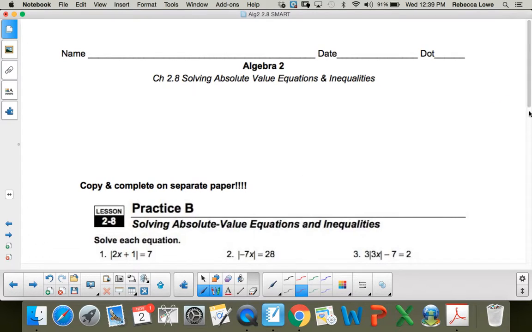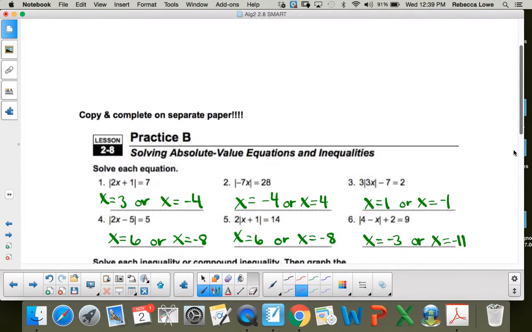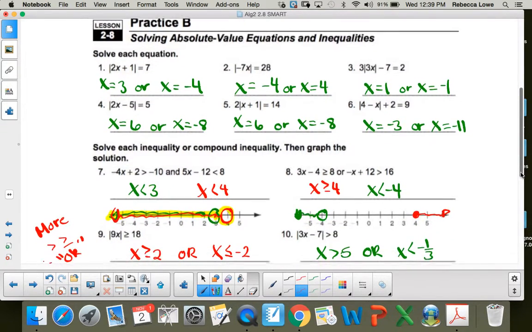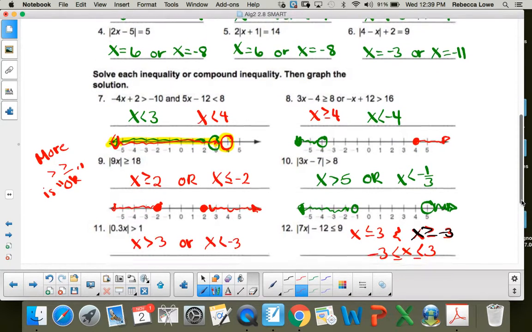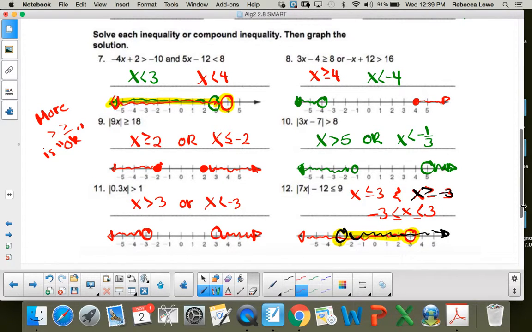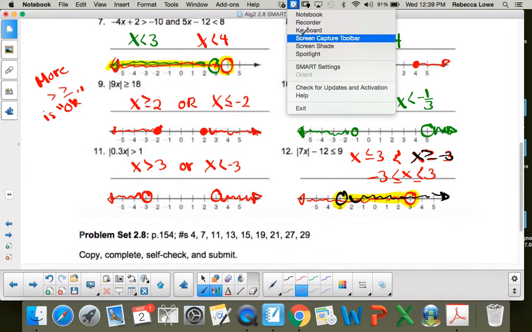On the next slide is practice B. I have put the answers up only for practice B. You need to solve these on a separate sheet of paper, and then you need to make sure that your answers check with mine. But again, you've got to solve these on a separate sheet of paper because there's just not enough room. And there are my solutions. Then your homework is problem set 2.8, page 154. Most of these are odds except for number 4. Be sure you check your answers in the back of the book and you submit. Hopefully this will help, and we will talk more about it next class.